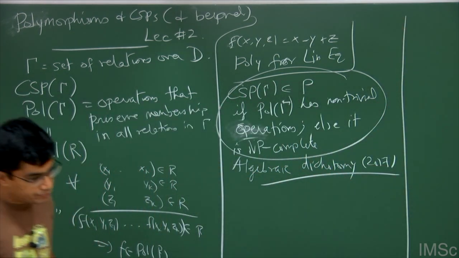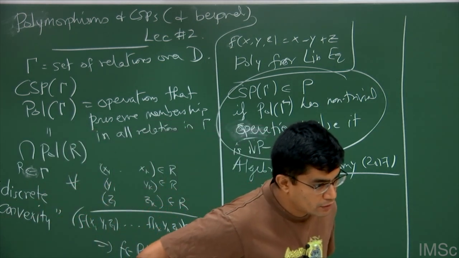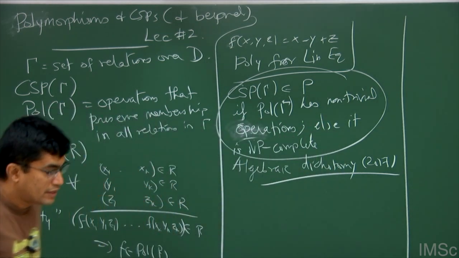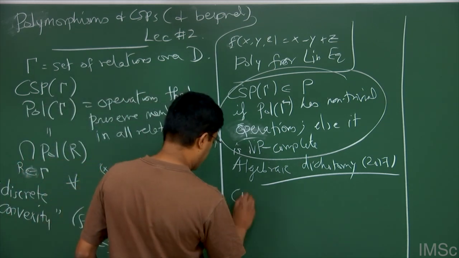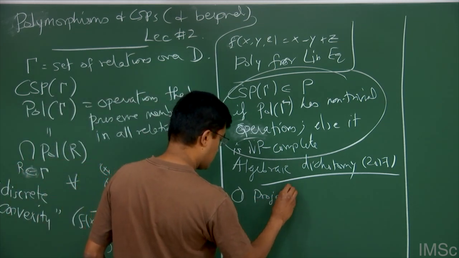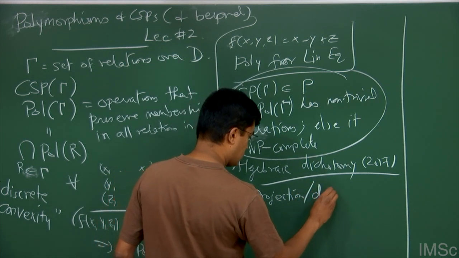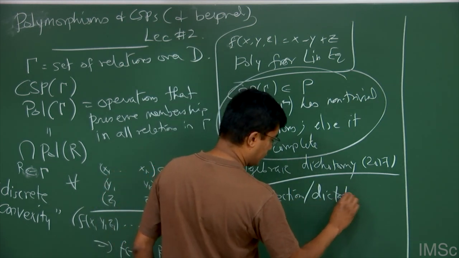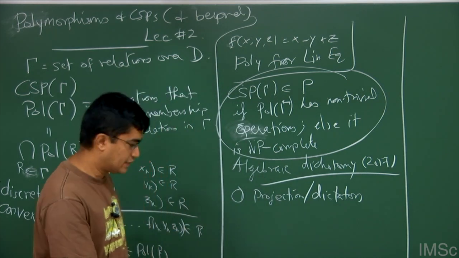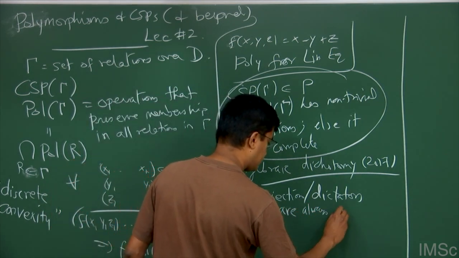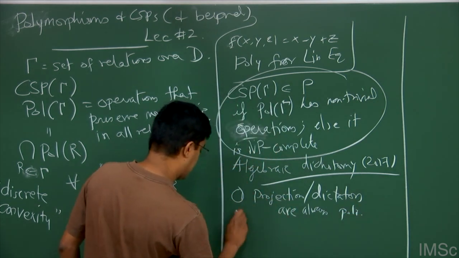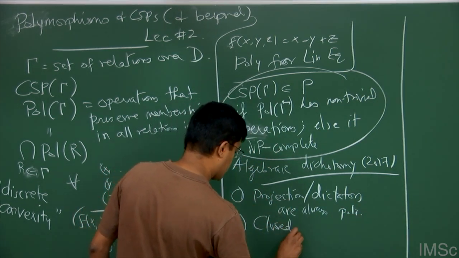One very nice thing about polymorphisms is that they have some nice properties by their definition. One thing we said is that projections are always polymorphisms. The CSP folks call them projections; in CS we like to call them dictators. They are always polymorphisms. And then the other property is that they are closed under arbitrary compositions.